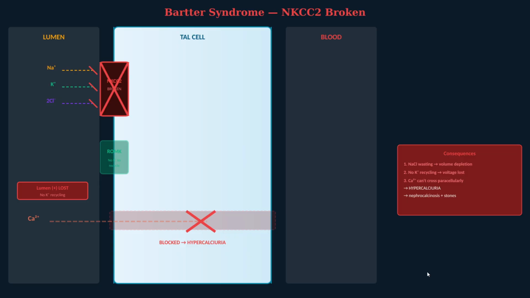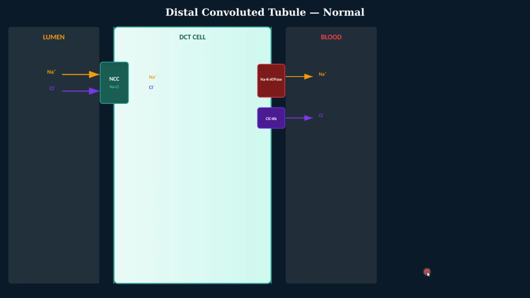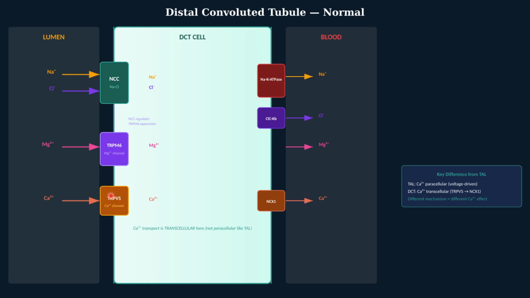Now let me show you the DCT cell for Gitelman. So this is the distal convoluted tubule cell downstream from the TAL. The apical membrane has NCC, the sodium chloride cotransporter. It's simpler than NKCC2, just sodium and chloride, no potassium. But notice two other channels on the apical membrane. TRPM6, the magnesium channel, and TRPV5, the calcium channel.